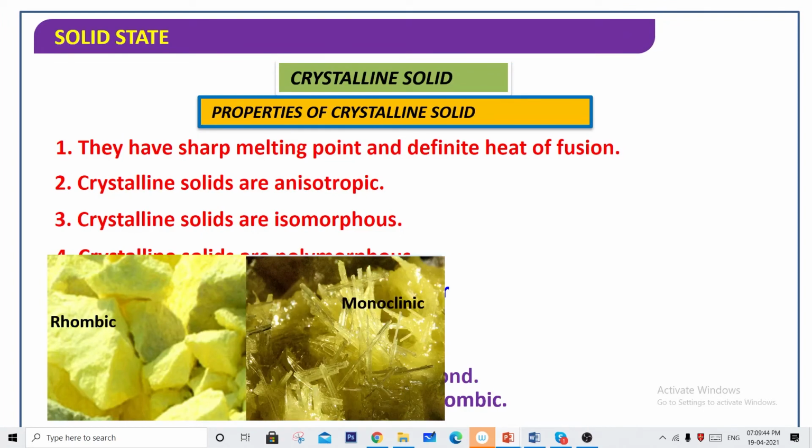Like this, rhombic and monoclinic, two forms of sulfur are there. They're polymorphous.